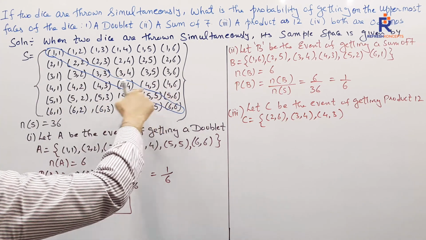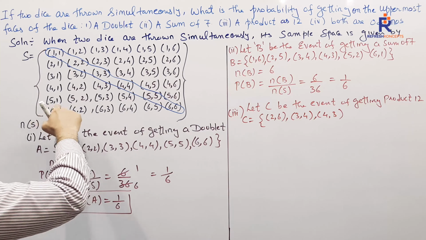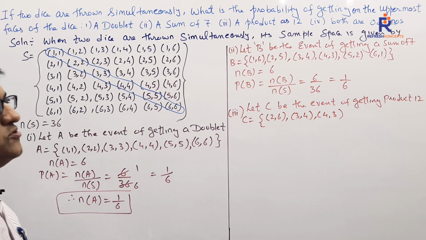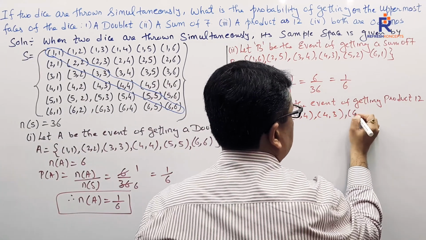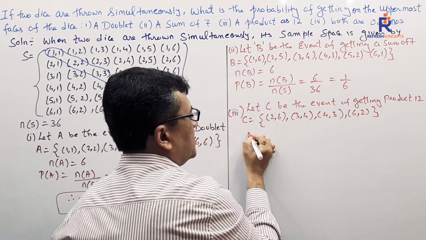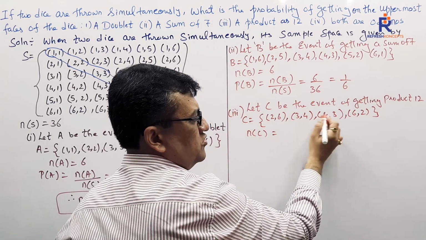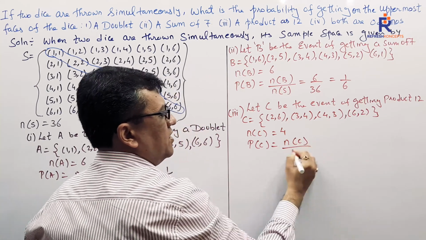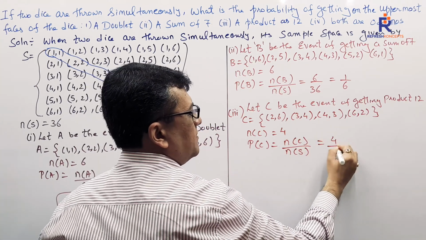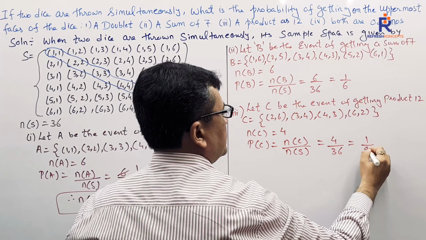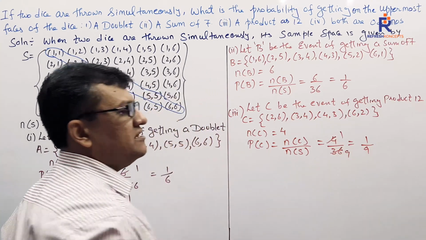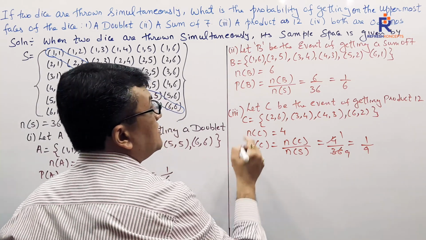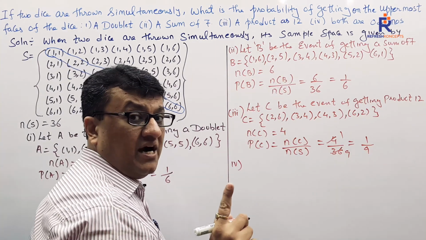Again, in that particular row, do we have? No. In the fifth row, that is in the series of 5, do we have anything which is 12? No. Last thing, 6, 2. So what is n of C, children, then? N of C is 1, 2, 3, 4. Probability of C is n of C upon n of S, 4 by 36, eventually on reducing 1 by 9.